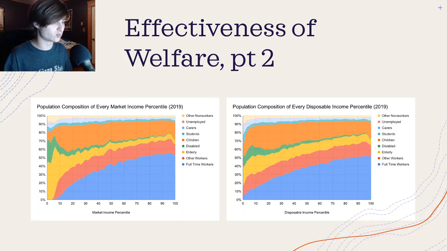Unemployed people as well become significantly less overrepresented in terms of disposable income percentile versus market income percentile. So basically what this goes to show is that welfare policies do a very effective job at distributing resources to people who aren't making them through market mechanisms, and bettering the circumstances of these groups of people: elderly people, unemployed people, children, disabled people, etc.